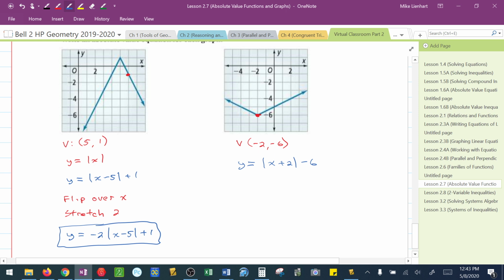Now again, I look back from the vertex. I'm supposed to have a point 1 to the right, 1 up. 1, 1 from there. It's not there. The first point that I can see, it looks like it's about halfway. I'm going to double check that. If I went right 2, up 1, there it is. Now I'm back on the graph. So I know that this particular one is a compression of 1/2. How does that affect the equation? It goes in front. 1/2 absolute x plus 2 minus 6.